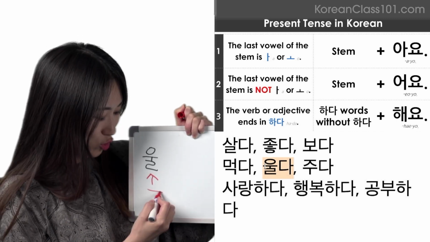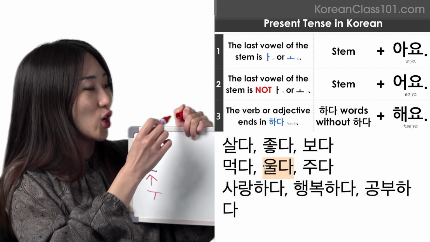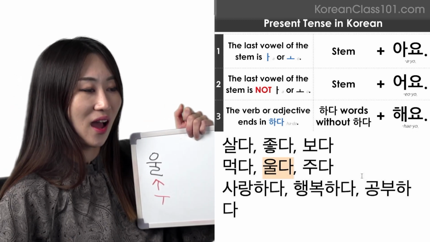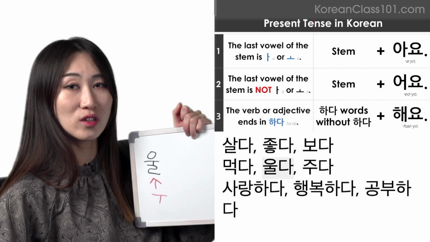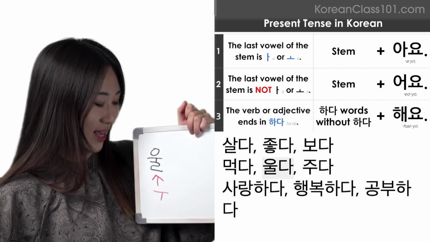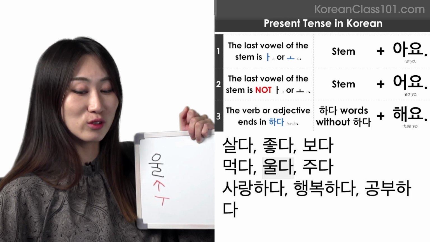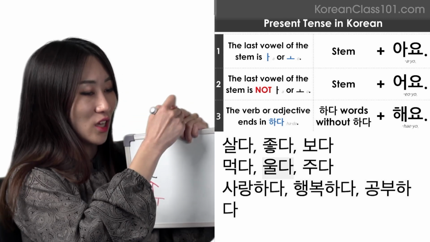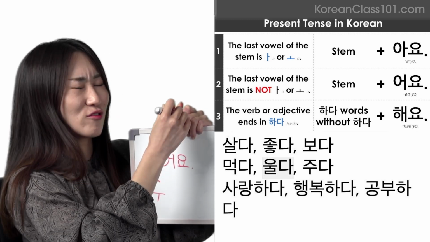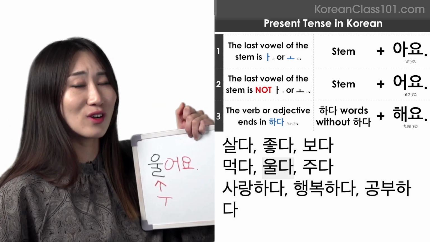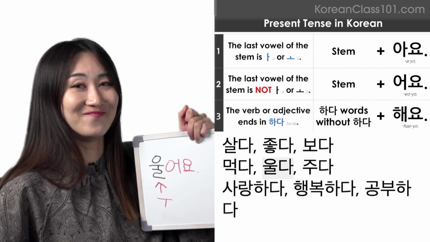It only includes the 우 sound. Let's look at this chart again. It's not 아, it's not 오, but it's just 우. Since it does not include our 오 sound, we are using 어요. So it means I cry or he's crying, she's crying.